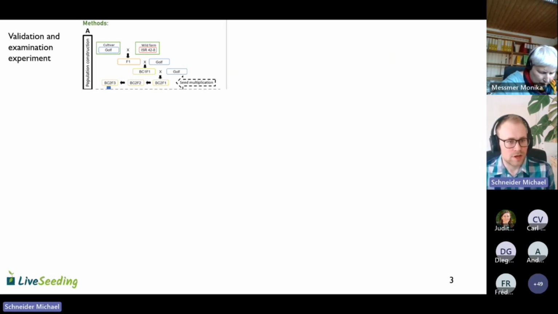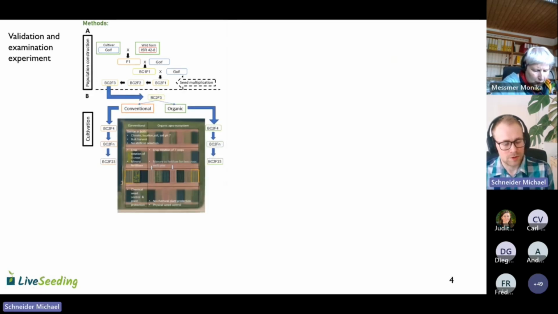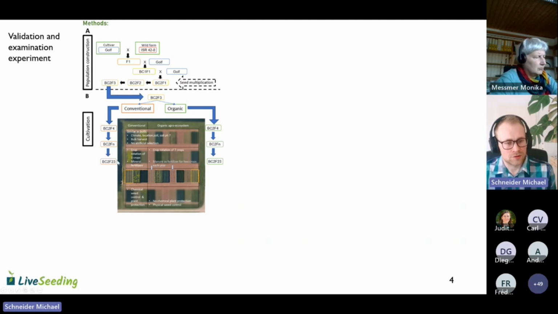What has been done? A cultivar was crossed with a wild form of spring barley. We generated a BC2F3 population, and then these two were sent into a conventional and an organic farming system for about 20 generations with no artificial selection. Our aim was to identify variations in the genomic composition, and basically in the allele frequency, which have occurred after this 20 years of adaptation to these systems in these two populations.